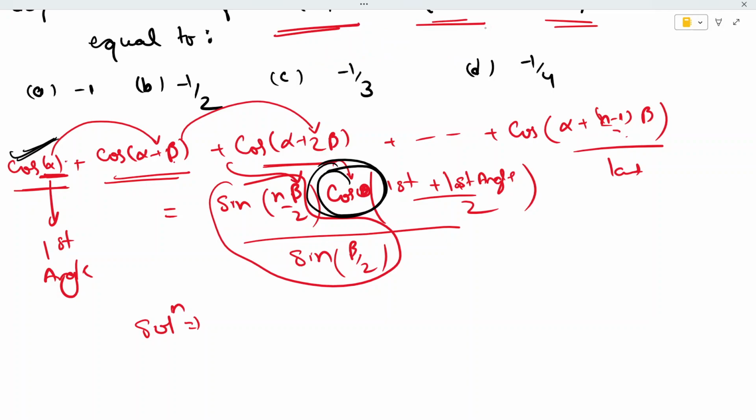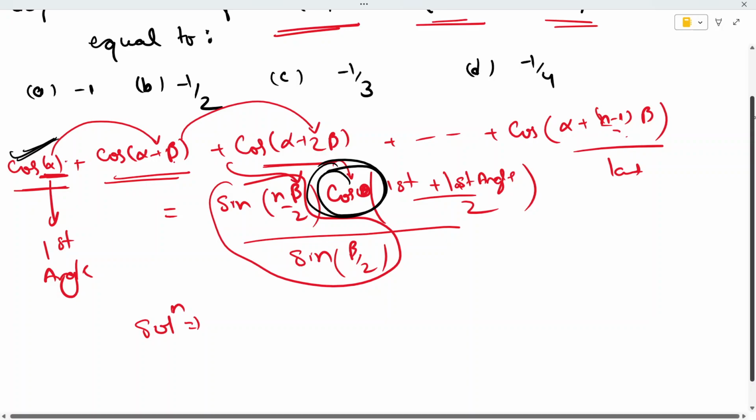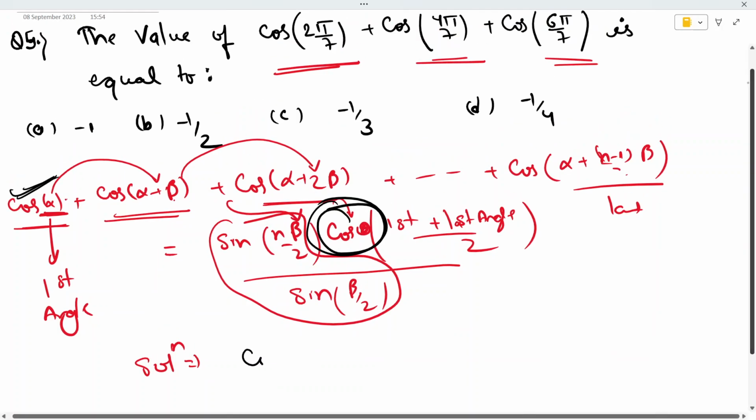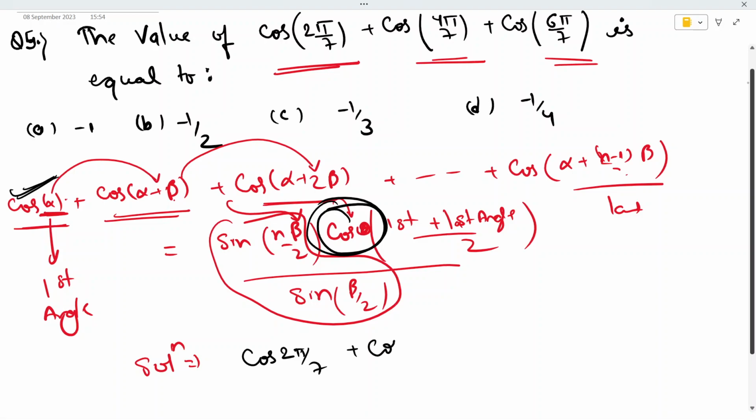Now, what is the question? Let me mark the question first. Cos 2 pi by 7 plus cos 4 pi by 7 plus cos 6 pi by 7. Okay.